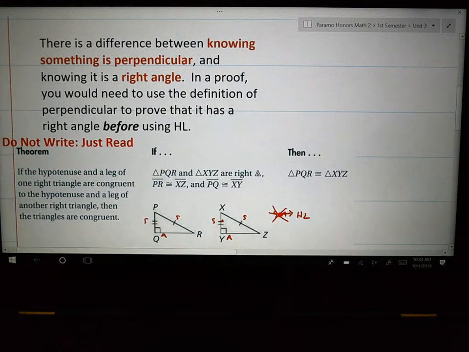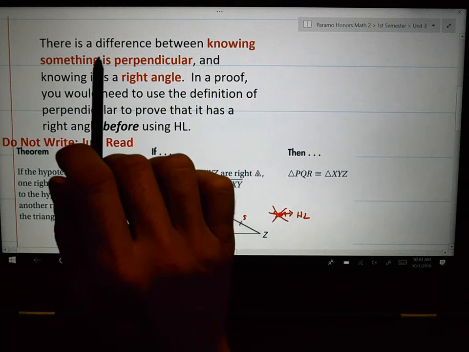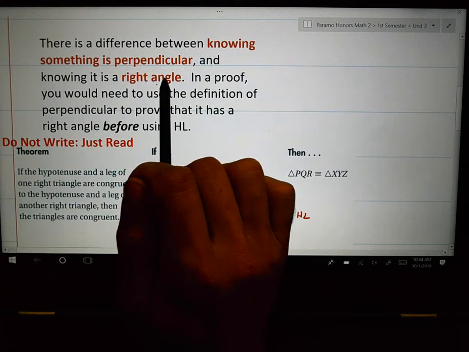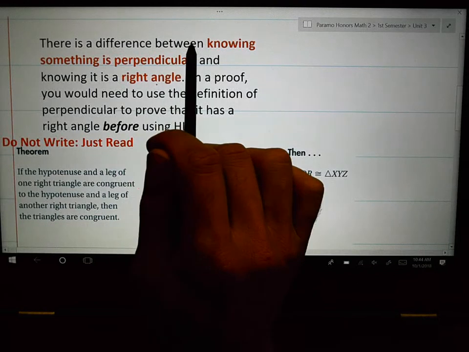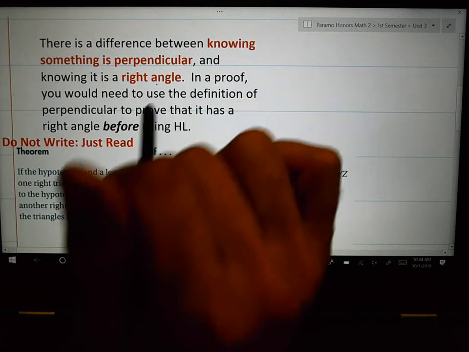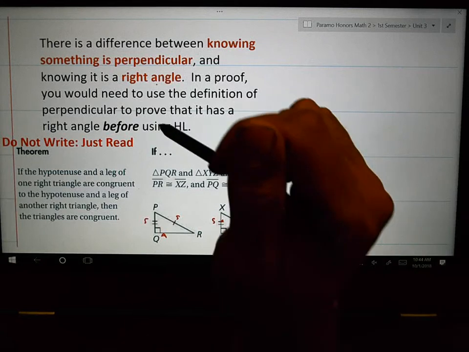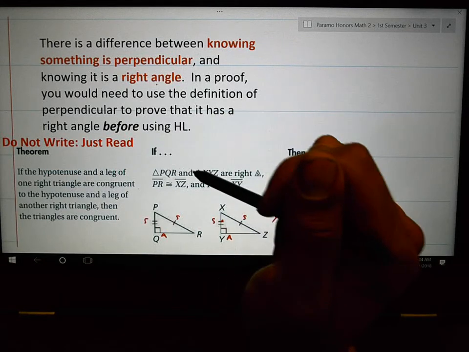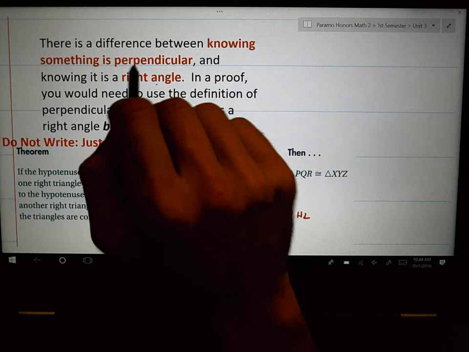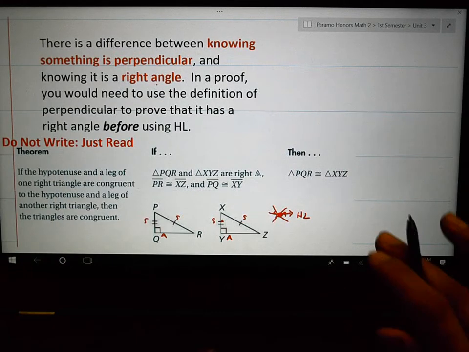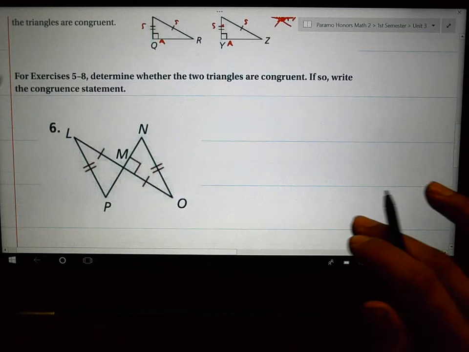The last thing that we're going to need that we wrote down is that there's a difference between knowing something is perpendicular and knowing it's a right angle. So a lot of times in proofs, we will have to say, we know that they're right angles because they are perpendicular. I know this is a right angle because of the definition of the word perpendicular. So we're going to use that fact when we're dealing with these problems. Which brings us to our examples.